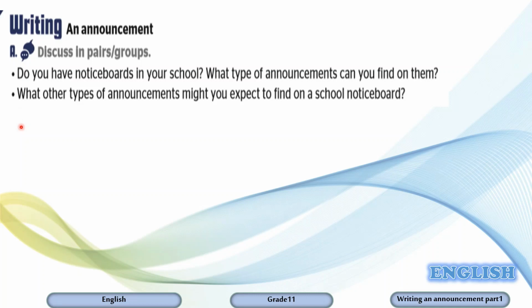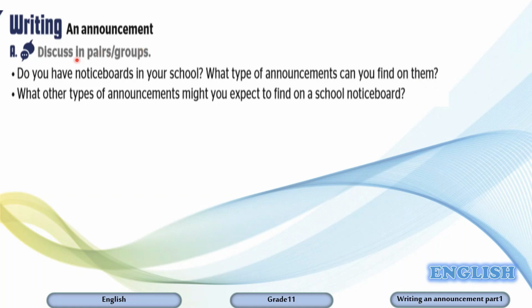Alright, now please keep your books open on page 32. We are going to discuss some questions in activity number A. Let's read the first question. Do you have notice boards in your school? And what type of announcements can you find on them?